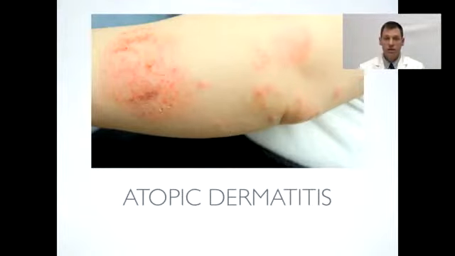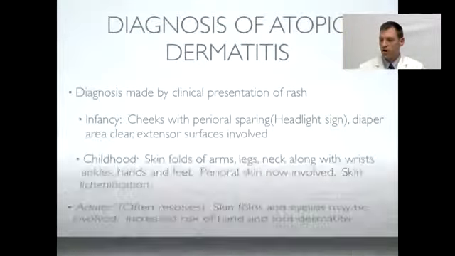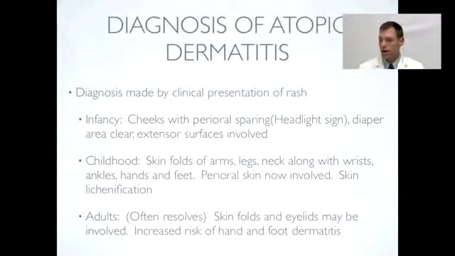Here you see an example of a child with atopic dermatitis. It's on the extensor or the outside aspects of the arms. It's red, scaly, and dry. So how do you make the diagnosis? Well, it's made clinically by pediatricians or dermatologists or primary care physicians.